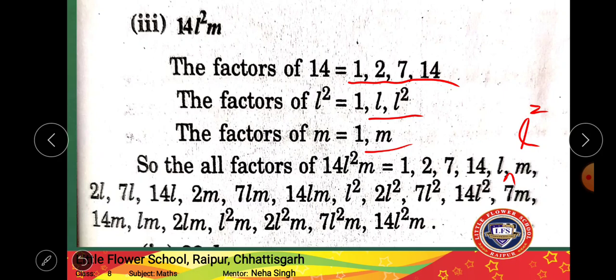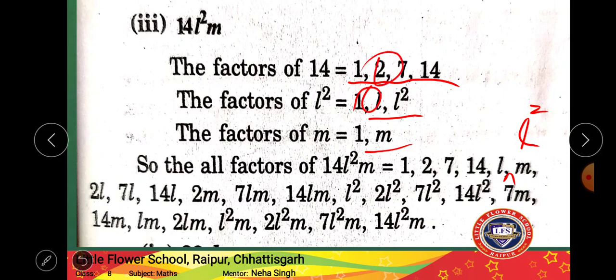Now next, 2 into L, 2L, 2 into L square, 2L square. Similarly 7 into L, 7L, 7 into L square, 7L square. Sequence may be different, but you need to multiply each and every term and then write the factors.